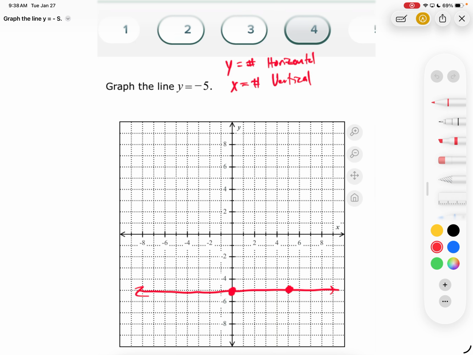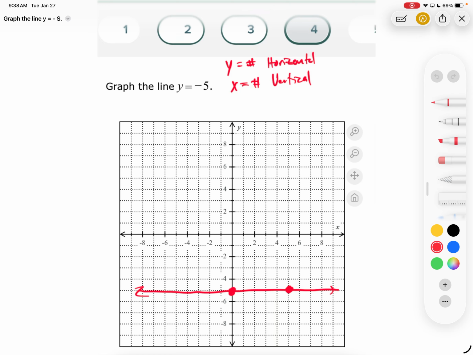What this is really saying is that it doesn't matter what x is, y is always going to be equal to -5. If x is 5, y is -5. If x is -8, y is equal to 5, or -5. So it does not matter what x is, y is always equal to -5. So try to remember that.